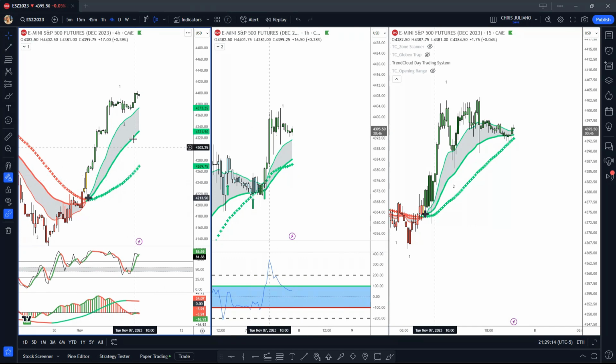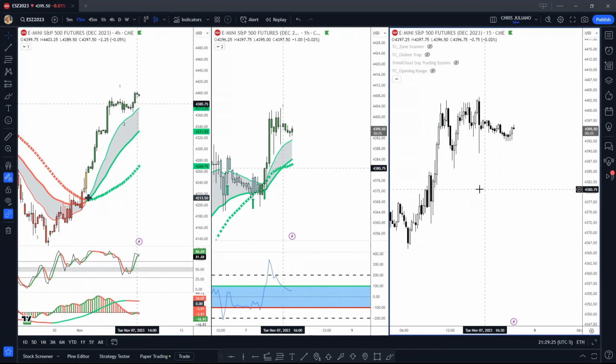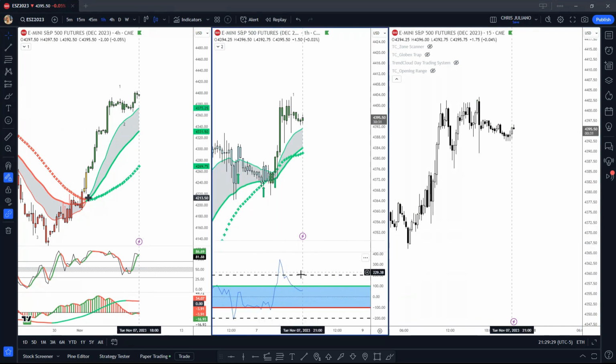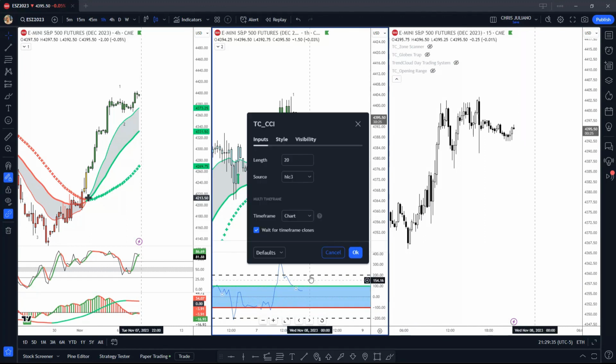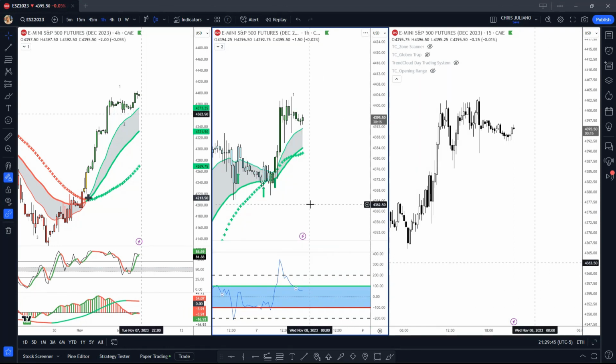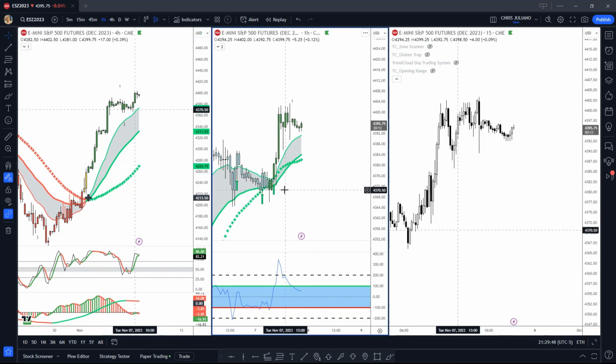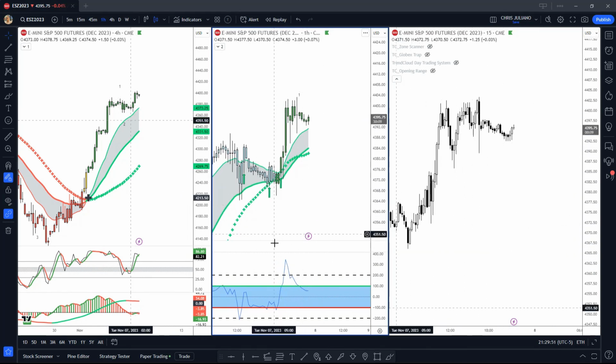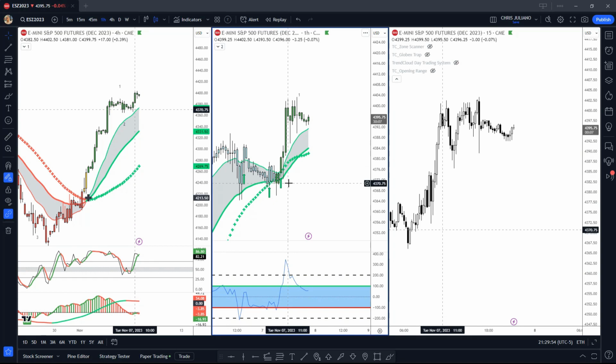The TrendCloud, you're going to put that on these two charts, the high time frame and the middle time frame. And you don't necessarily need it on the low time frame. So now, middle chart, we're also going to put a CCI indicator on there. And the CCI indicator, the length is going to be 20, and the source will be HLC3. And that is standard on TradingView. And you'll also have TrendCloud on there as well. This chart represents what's happening right now with trend and momentum.